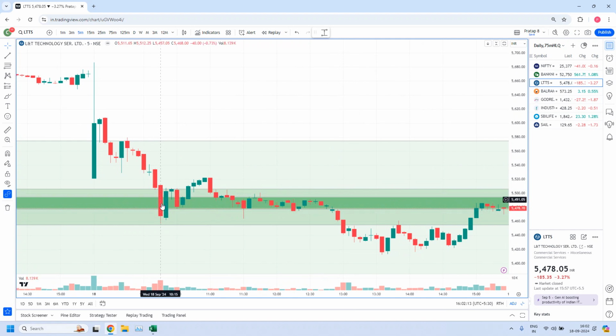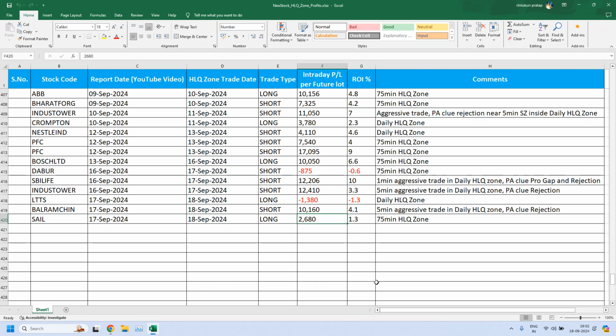Okay, rarely we see such fine-tuned zones completely violated. This is one such rare situation, so we have to accept this. At 10 o'clock, 15 minutes candle, 5 minutes candle, this happened. In the same candle, the entire zone is violated. So how much loss did you get? You got minus 1.3% loss, that is 1,380 rupees. That is, ROI is minus 1.3%, negative ROI.